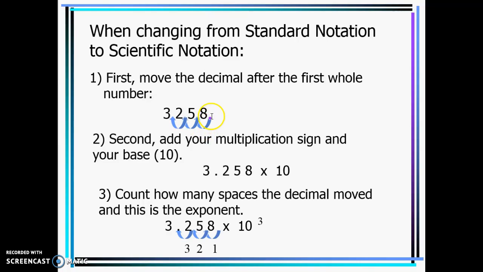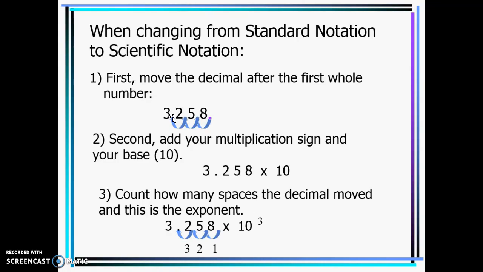And what I'm going to do is move my decimal point to make this number a number between 1 and 10. Again, if I put the decimal point here, that makes it 325.8. That's a number a lot greater than 1. If I put the decimal point here, that makes the number 32.58. Again, that's still a number greater than 1. If I put it in between the 3 and the 2, that makes it 3.258, which is a number between 1 and 10.